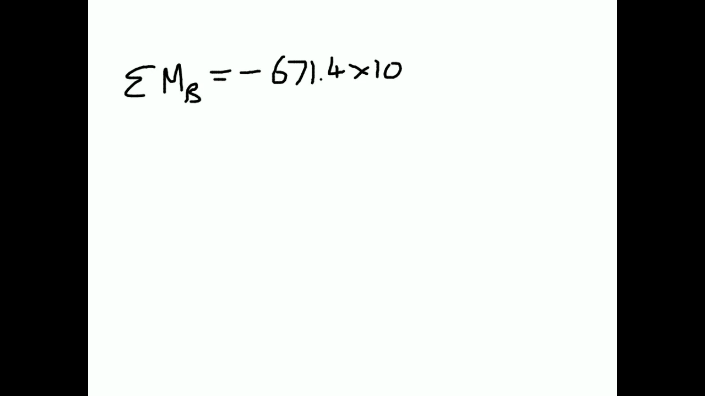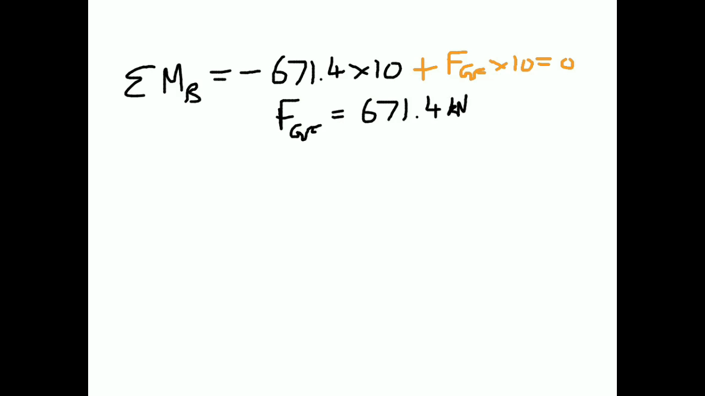We've also got FGF, which is also 10 metres from B, and going the opposite way. So FGF comes out at 671.4 kilonewtons. And our assumption was shown to be right, so FGF is in compression.